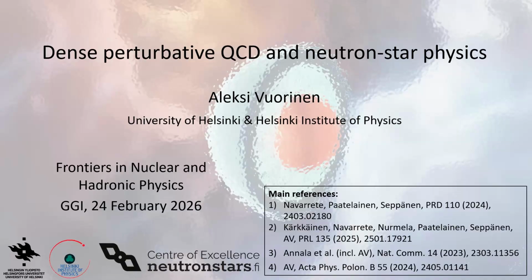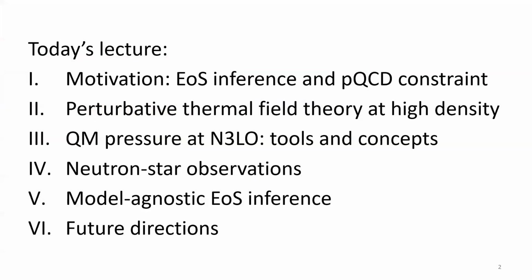Nevertheless, the 4 main references for what I'm going to be talking about are perhaps these 4 ones. The last one is the reference 2 for the first 3 lectures as well, and the others are research papers where we either performed detailed high order perturbative calculations in dense quark matter, or performed the so-called model agnostic equation of state inference, where we are trying to piece all kinds of pieces of the puzzle together and really make robust statements about neutron star cores.